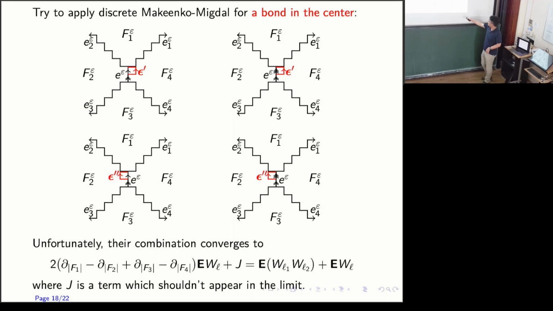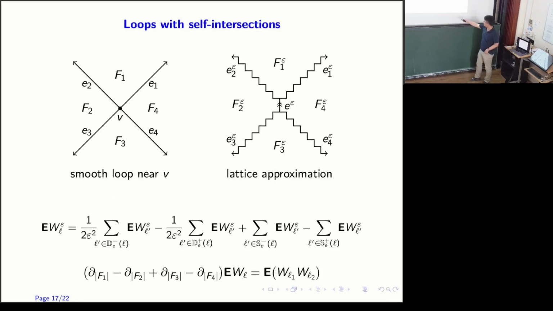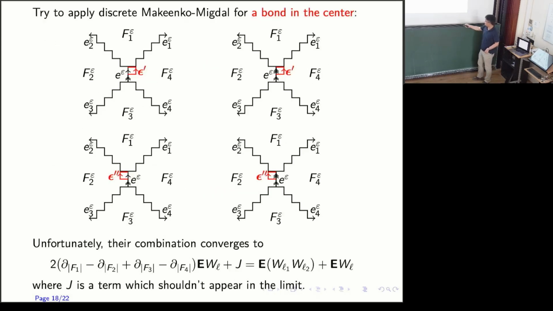So first of all, this E of W shouldn't be there in the continuum equation. And there's also some weird term called J. I don't want to write it, but J also shouldn't be there.